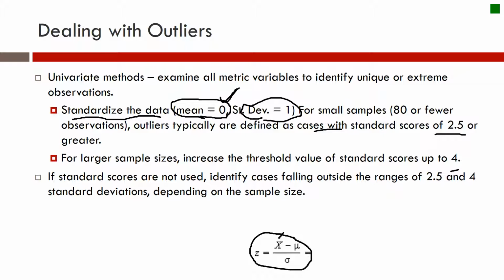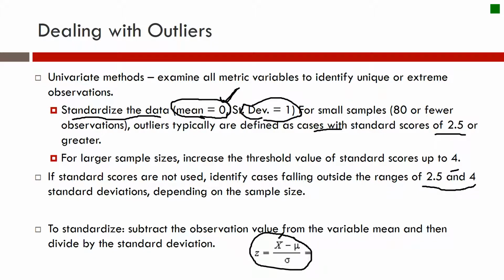Okay, so that's what we want to think about again: standardize the variable, and then consider outliers that are beyond 2.5 to 4 or above in terms of overall scores.